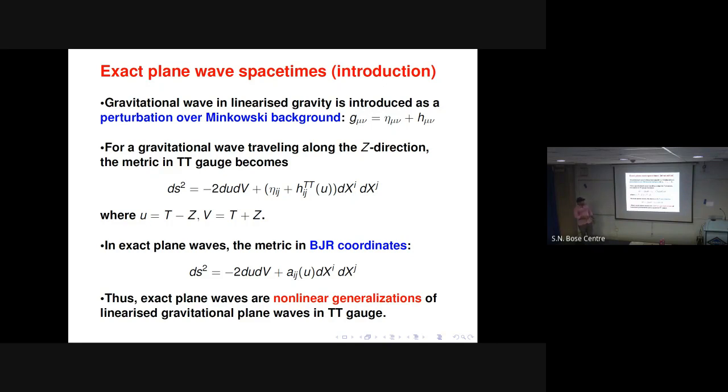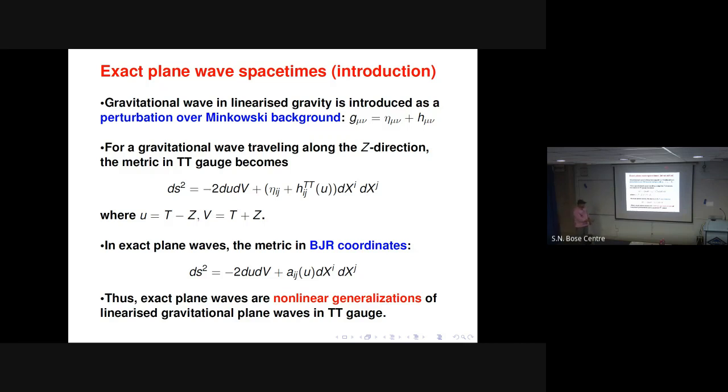Now in exact waves, the metric is written like this. There is no condition that h_ij is much, much less than one, which is assumed in the linearized wave. That is why this is called a non-linear space-time. So this h_ij can be much, much greater than one. This is an exact plane wave solution, and it is written in BJR coordinates, which stands for Baldwin, Jeffery, Rosen. Thus, these exact plane waves are non-linear generalizations of the linearized gravitational plane waves in the transverse traceless gauge.